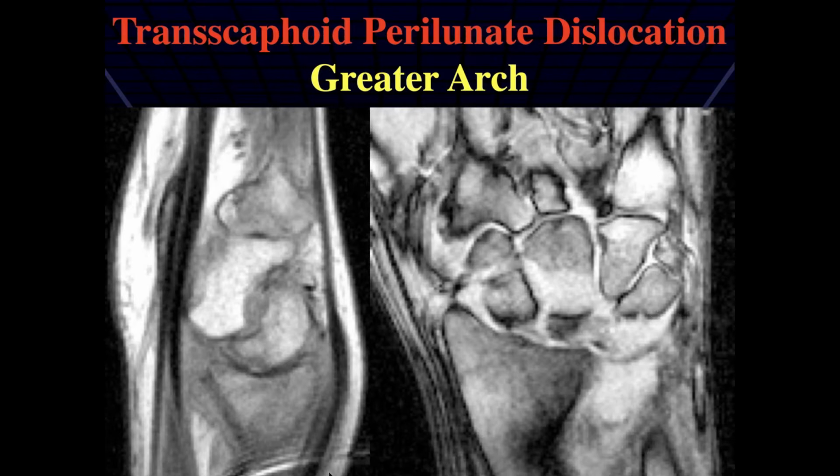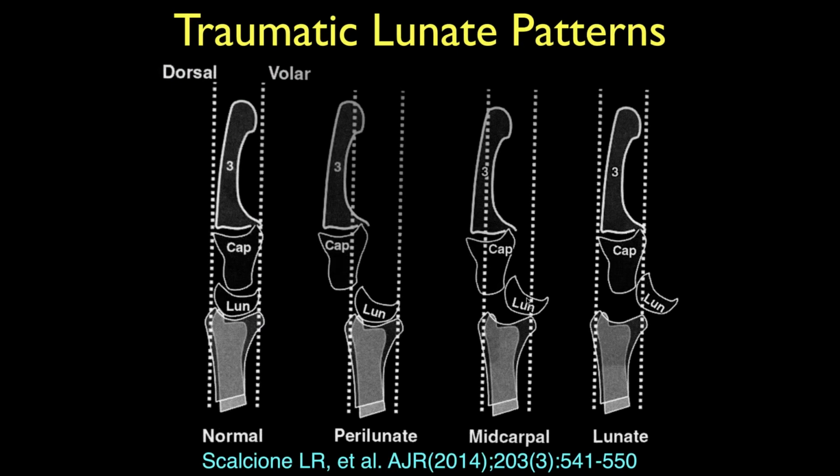Okay, and here again, in this case, we can see actually a little bit of volar displacement of the capitate. This is dorsal displacement of the lunate with rotation, proximal migration, a lot of degenerative disease here. And here we can see the fracture. So this is a more severe disease.